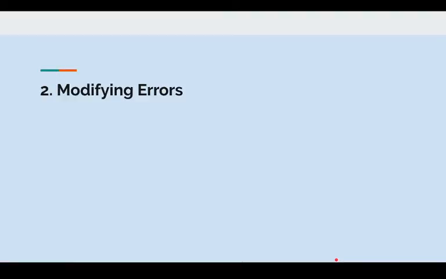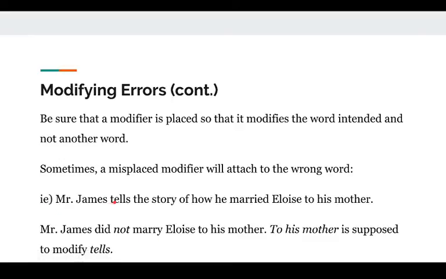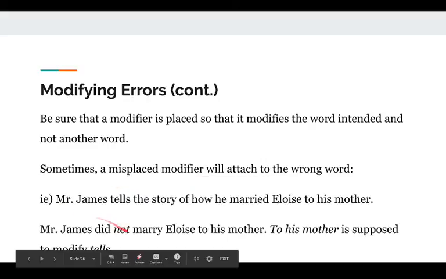So the next topic I'm going to be going over is modifying errors, and this is a little bit long, so bear with me on this topic. The wrong word. Mr. James tells the story of how he married Eloise to his mother. So Mr. James, in fact, did not marry Eloise to his mother. "To his mother" is supposed to modify, sorry, you can't see that, but it's supposed to modify "tells."